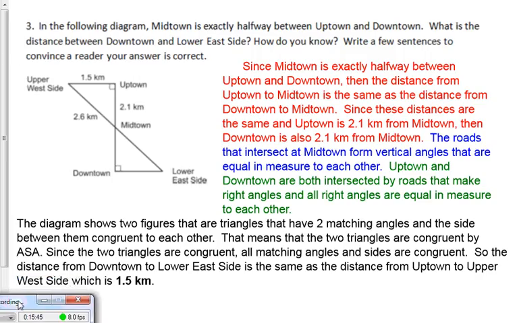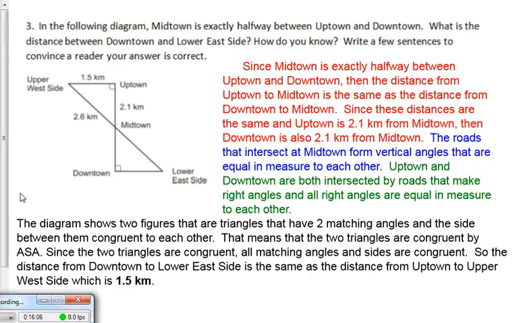All right, this last piece is pretty long. In the following diagram, Midtown, right here in the middle, is exactly halfway between uptown and downtown. What is the distance between downtown and Lower East Side? How do you know that? Write a few sentences to convince a reader your answer is correct.